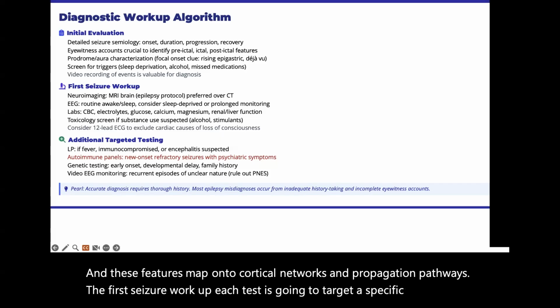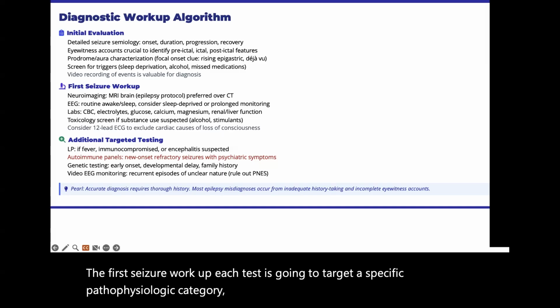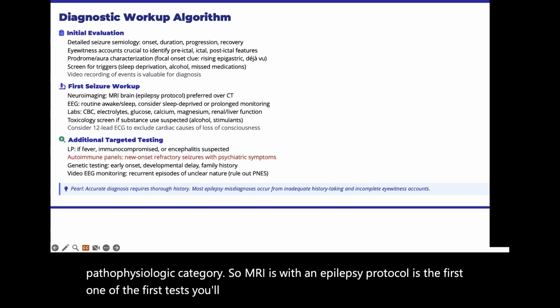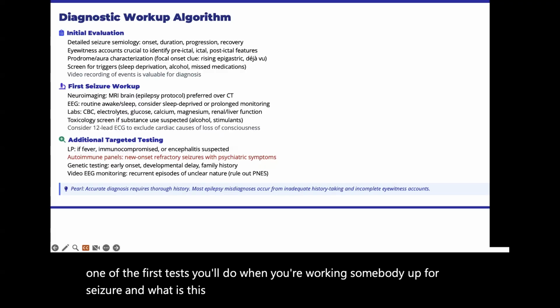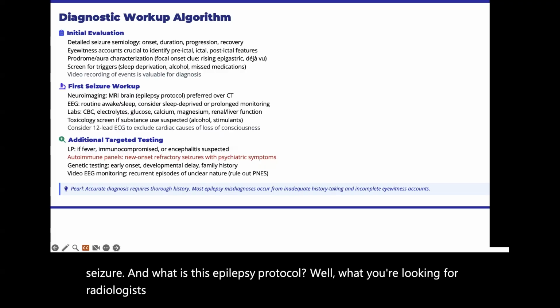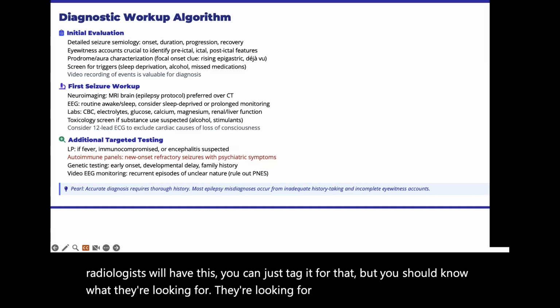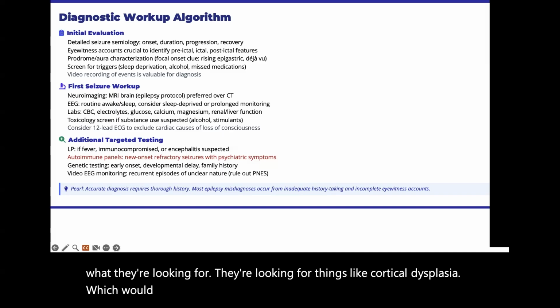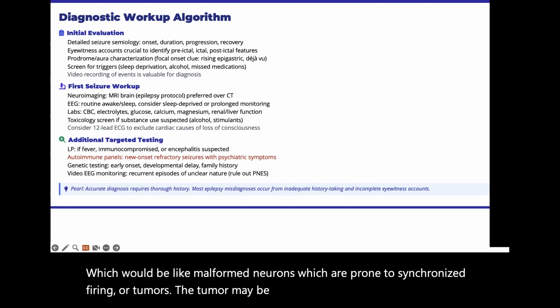So MRI with an epilepsy protocol is one of the first tests you'll do when you're working somebody up for seizure. And what is this epilepsy protocol? Well, radiologists will have this. You can just tag it for that, but you should know what they're looking for. They're looking for things like cortical dysplasia, which would be malformed neurons, which are prone to synchronized firing. Or tumors. The tumor may be so big that it's causing a mass effect, irritating the cortex.